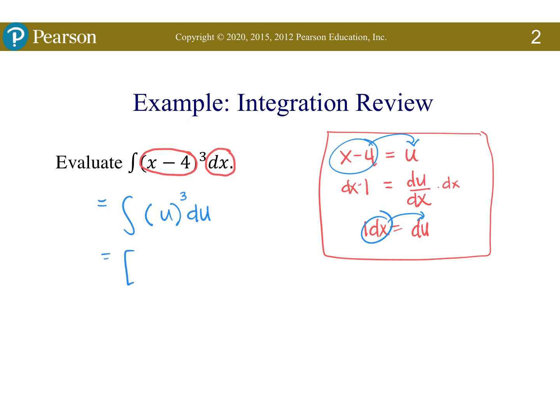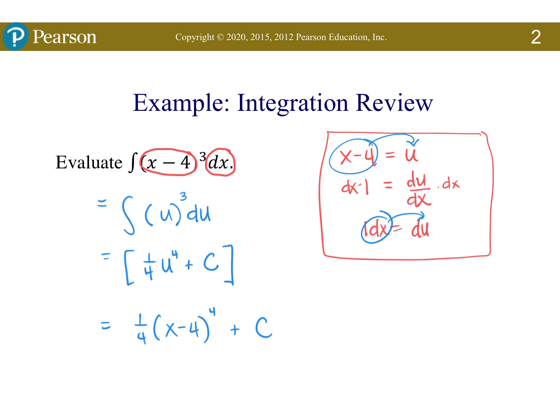I can do an antiderivative on that. The antiderivative of u cubed du is 1/4 of u to the 4th plus the constant c. Again, this is a very easy example, very basic. Then at the end, you change u back to what it represented, which is the parentheses, x minus 4 to the 4th plus the constant c.